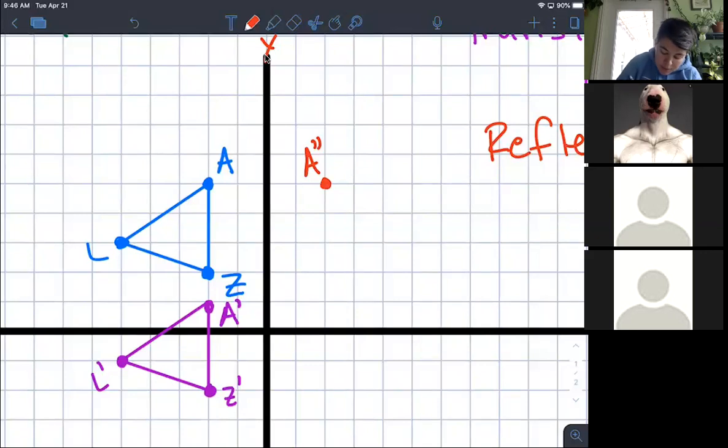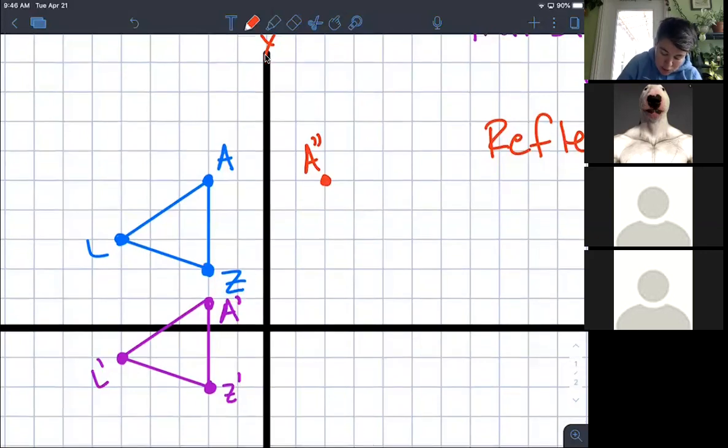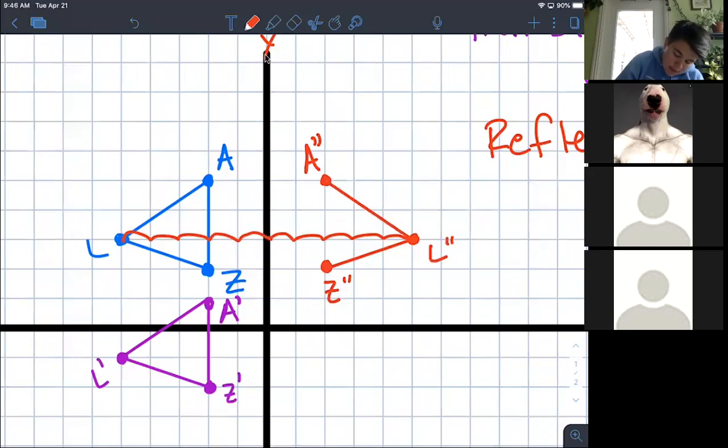Then I'm going to do the same thing for Z. Here's Z down here. It's 2 units away from the y-axis, so I'm just going to go 2 units the other way. It's a mirror image. It's going to look like that. And then L, let's find L: 1, 2, 3, 4, 5 units away. So 5 units away on the other side. That's L prime prime. Let's connect our new points. Let me erase my counting lines. Boom, y'all, that right there is a reflection of triangle AZL. It's a perfect mirror image.